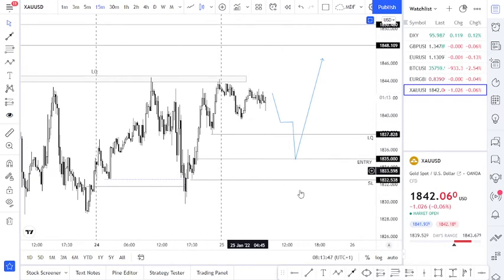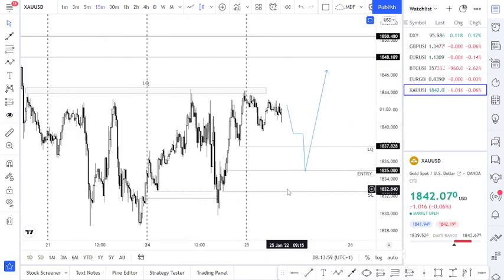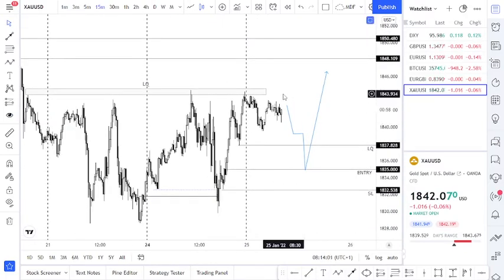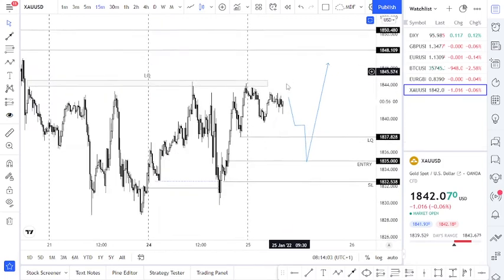Currently, as you can see, gold is just consolidating, so I don't have anything to do here on gold. But if gold could actually come to this region, I'm going to be buying here and having my stop loss below this region. That's about 25 pips. Yeah, it's big, but you know, it's commodity. So this is basically what I'm looking out for on gold here.